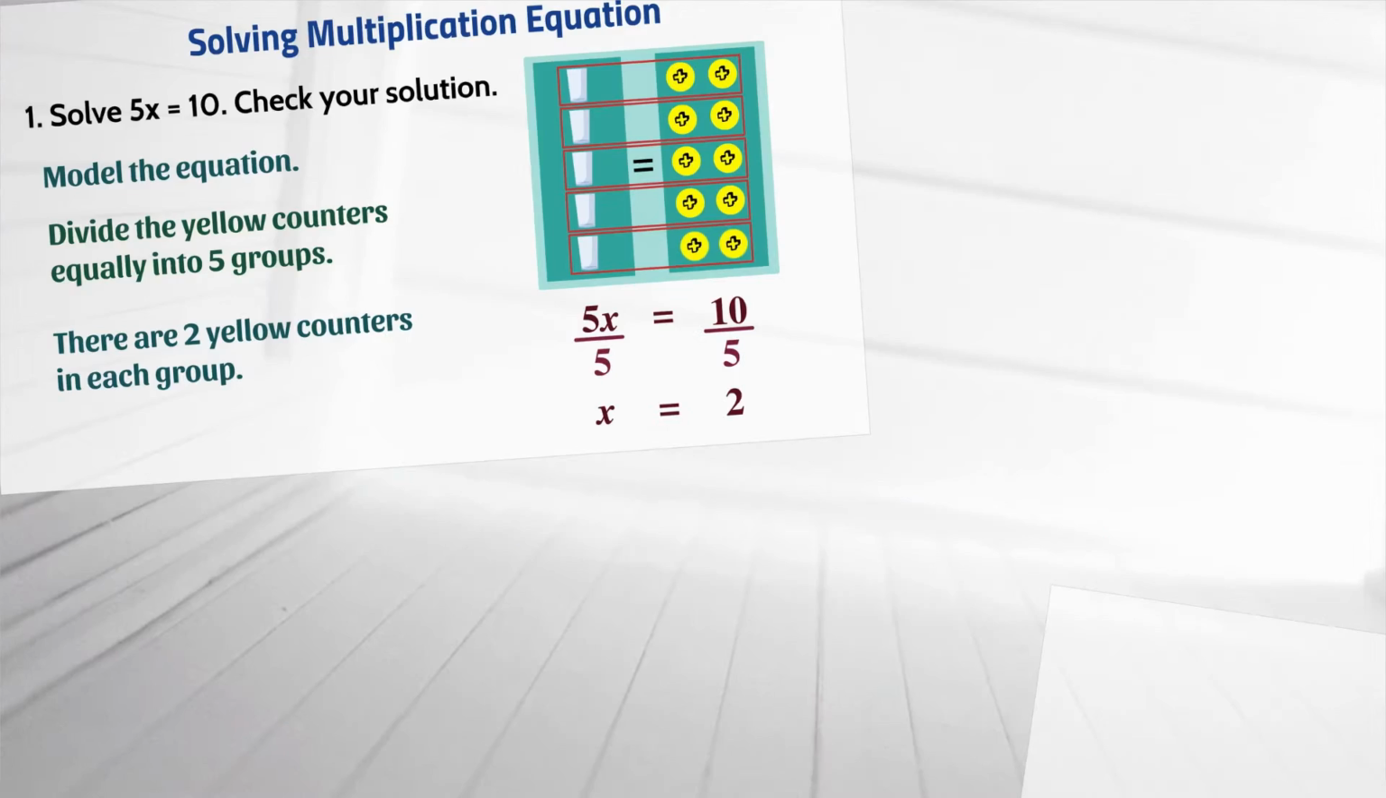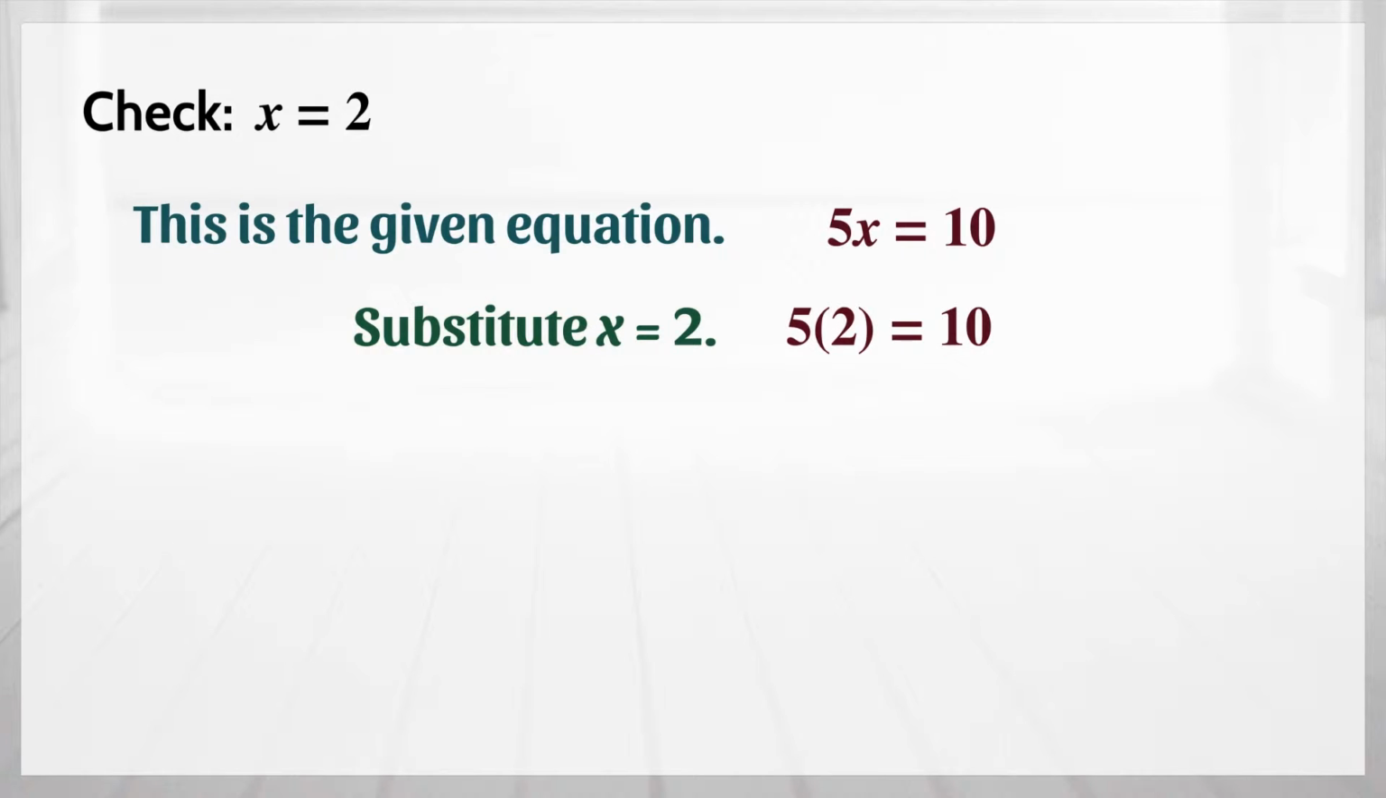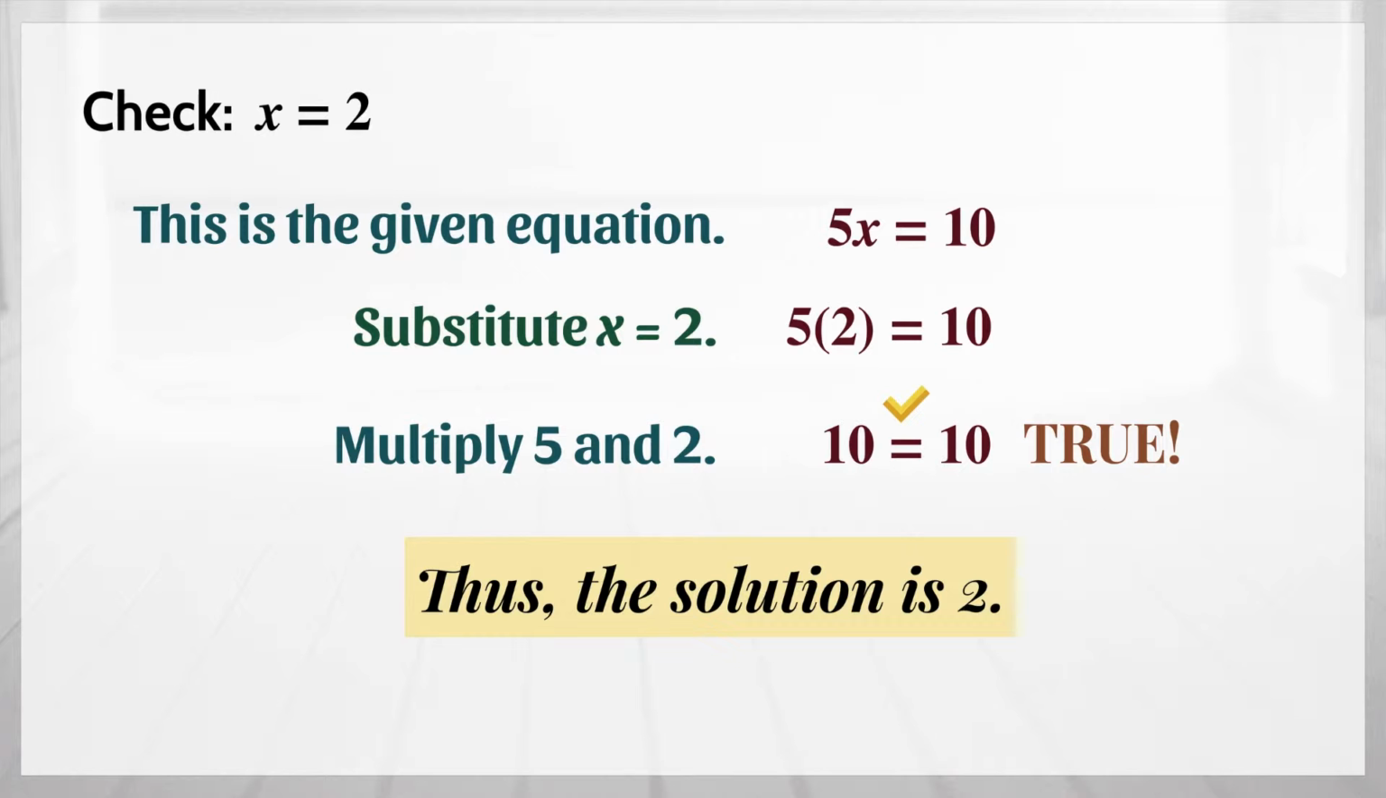We are already sure that our answer is correct, but to be 100% sure, let's check if the solution to the equation is really x equals 2. So the given equation is 5x equals 10. To check our answer, all we need to do is substitute x equals 2 into the equation and simplify it. After substituting, the equation becomes 5 times 2 equals 10. Then, what's next? We need to simplify the left side of the equation by multiplying 5 and 2. 5 times 2 is equal to 10. Then we'll have 10 equals 10. This is obviously true. Thus, our answer is correct and the solution is really 2.